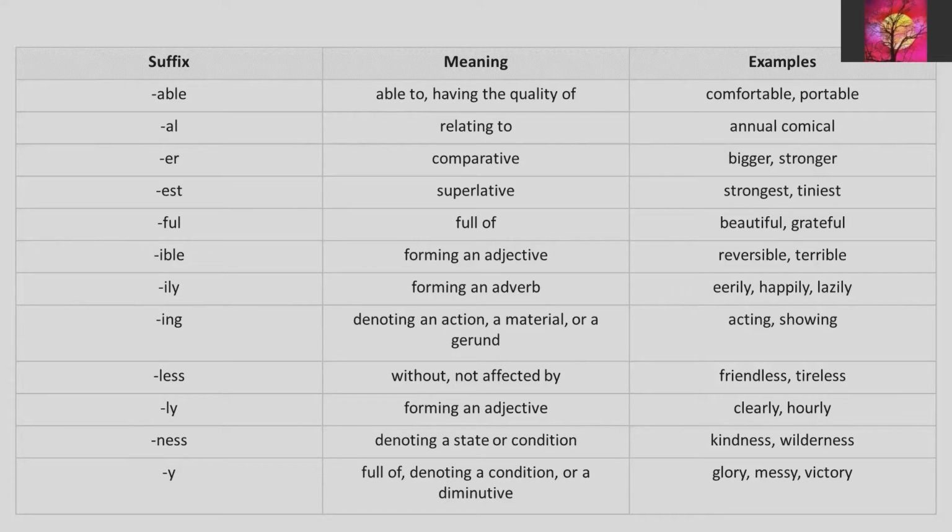Ible is a suffix which helps to form an adjective. So when we add the suffix ible to the root word, we usually get the adjective form of that word. Reverse plus ible gives reversible. Terrify plus ible gives terrible. Ily is the suffix which when added to the root word forms an adverb. Examples are eerily, happily, lazily.